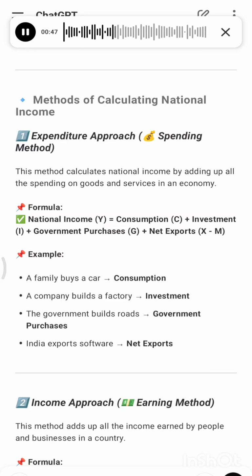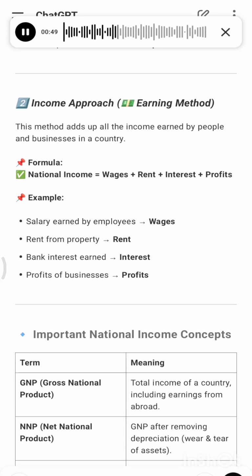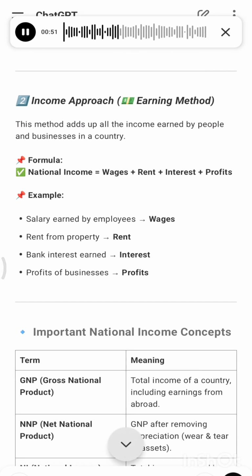2. Income approach, the earning method. This method adds up all the income earned by people and businesses in a country. Formula: national income equals wages plus rent plus interest plus profits. Example: salary earned by employees, wages; rent from property, rent; bank interest earned, interest; profits of businesses, profits.